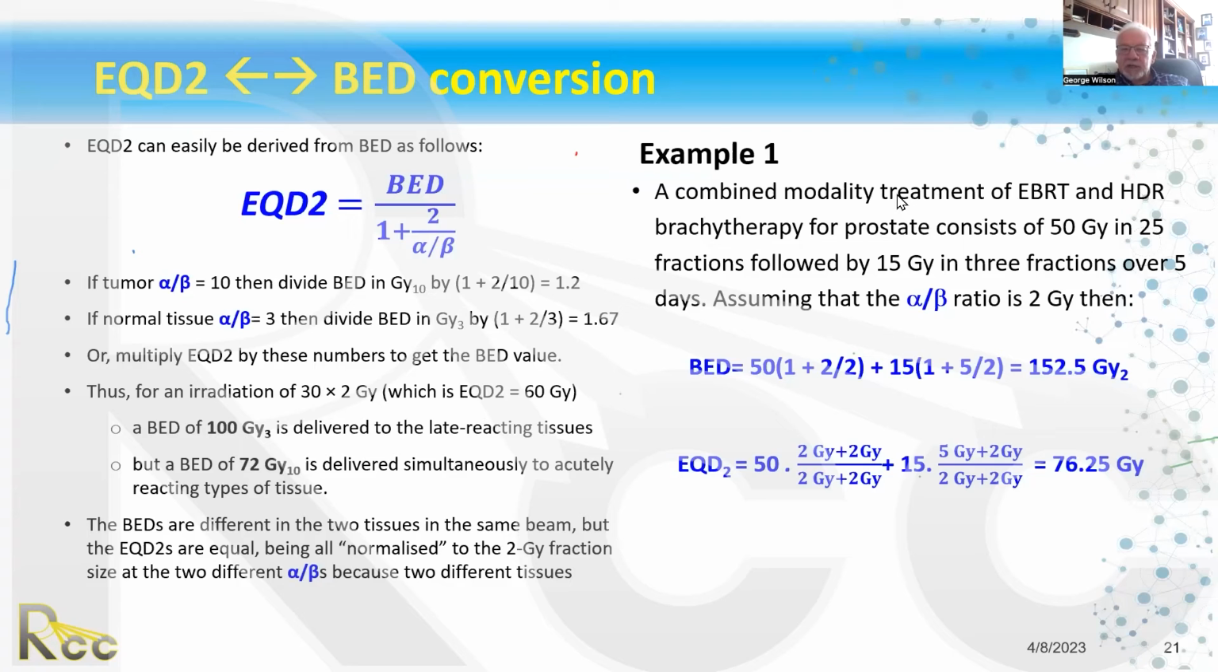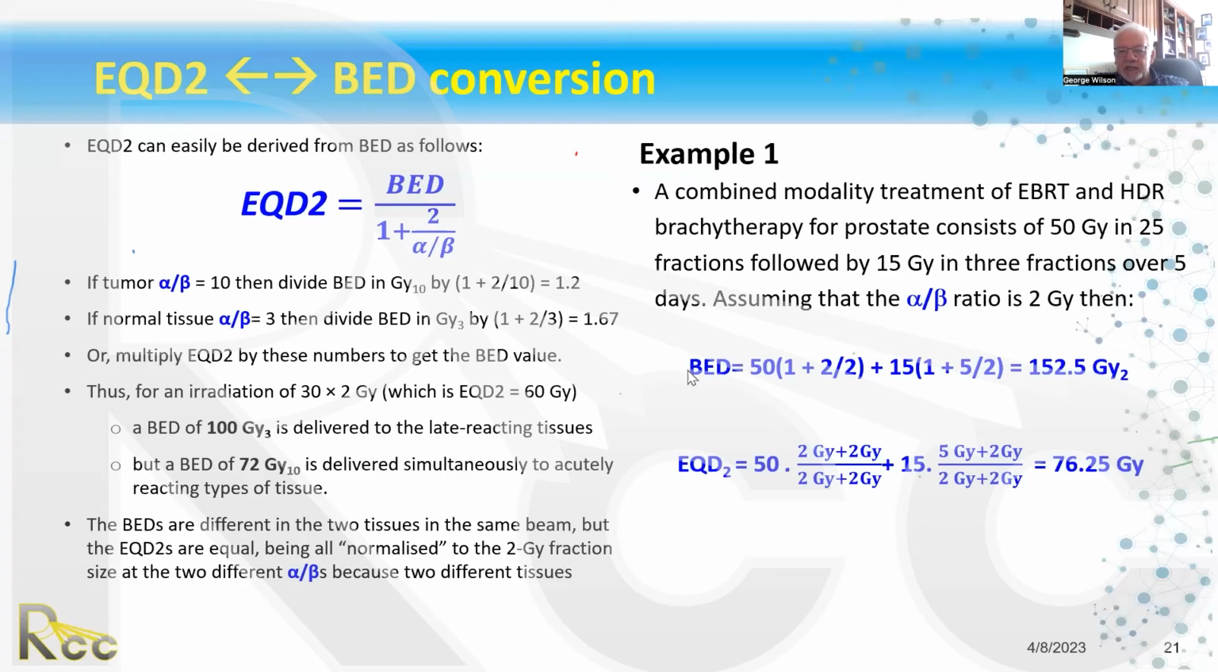So just one more example here. Here we've got a combined treatment of external beam and high dose rate brachytherapy for a prostate cancer patient. They're going to get 50 gray in 25 fractions of external beam, followed by 15 gray in 3 fractions of brachytherapy over 5 days. Because it's prostate, we don't have to worry about proliferation. We're going to assume in this example that the alpha beta of prostate is 2. Again, there's a lot of controversy as to whether it's 1.5 or 3, or some people think it's higher. But we're going to use 2 here.